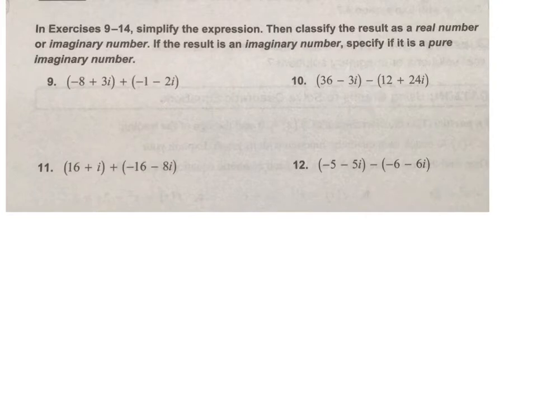So let's start with example number 9. In example number 9, we must combine the real numbers together. So -8 plus -1. Let's write that down. We must combine the real parts together, plus -1. And then we're going to group the imaginary parts together: 3i plus -2i.